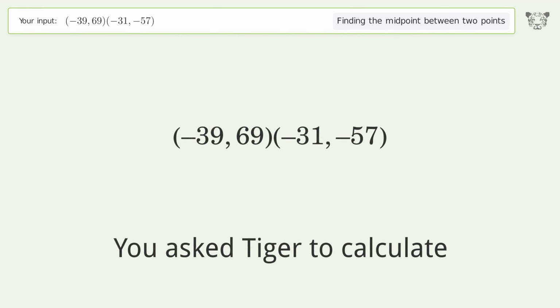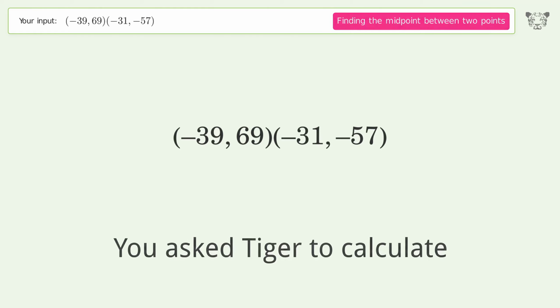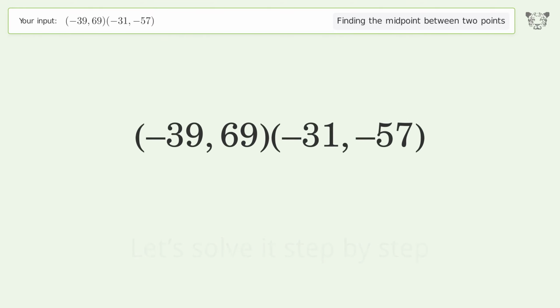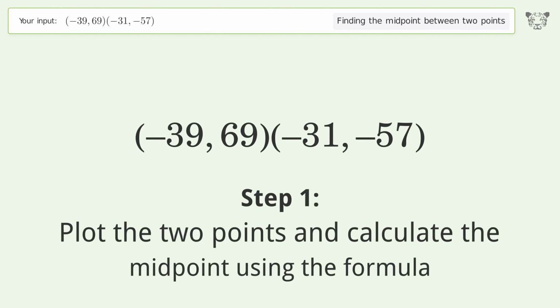You ask Tiger to calculate. This deals with finding the midpoint between 2 points. The midpoint between the 2 points is -35,6. Let's solve it step by step. Plot the 2 points and calculate the midpoint using the formula.